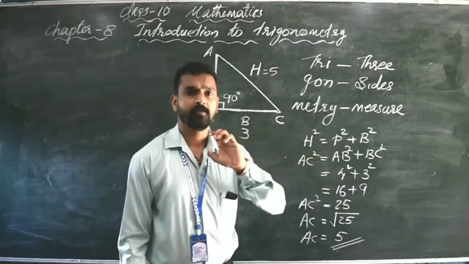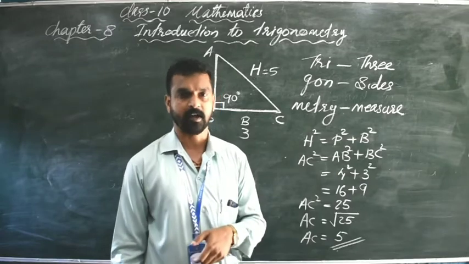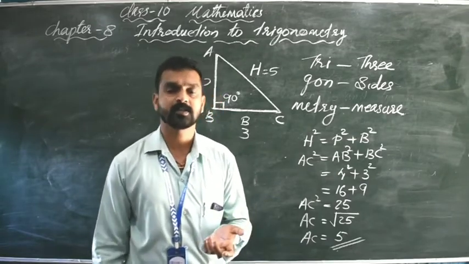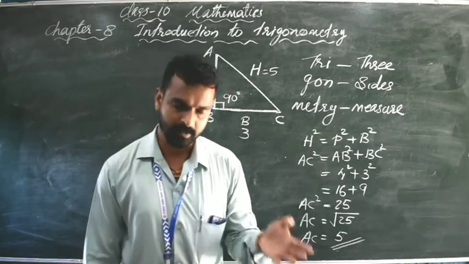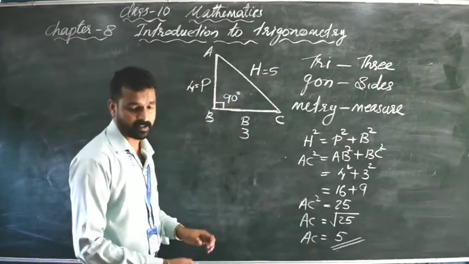So for that we have to study 6 ratios. Already it is defined. So we have to study those 6 ratios. If we study those 6 ratios, then only we can find out the height of a building, or width of a river, etc. Here 6 trigonometric ratios are there.